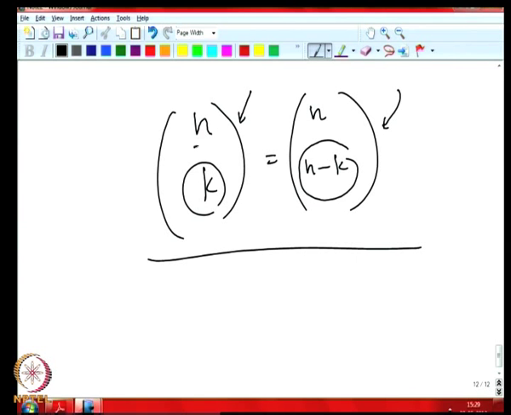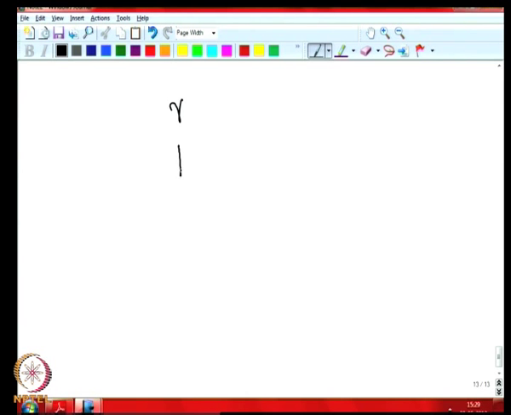But then we assume that there are n things, which means n is a non-negative integer. Out of that we have to select k things. But now we want to show this one, r choose k equal to r choose r minus k.